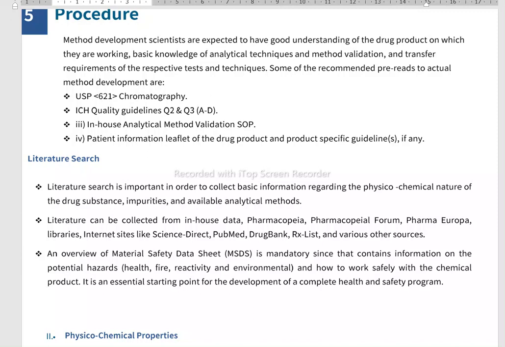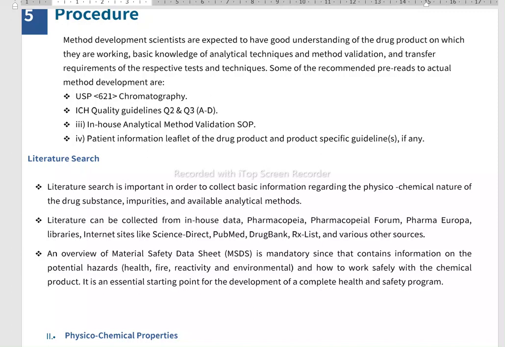An overview of the material safety data sheet is mandatory, since it contains information on the potential hazard, health, fire, reactivity, and environment, and how to work safely with the chemical product. It is an essential starting point for the development of a complete health and safety program.